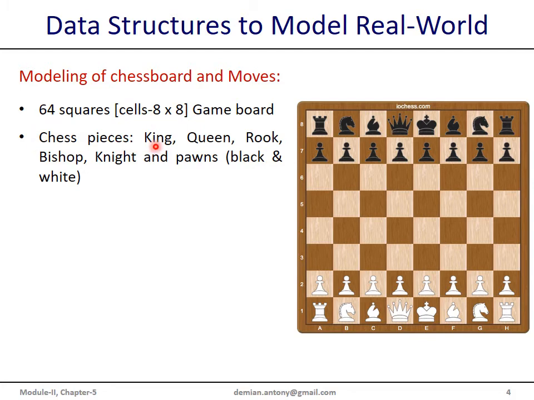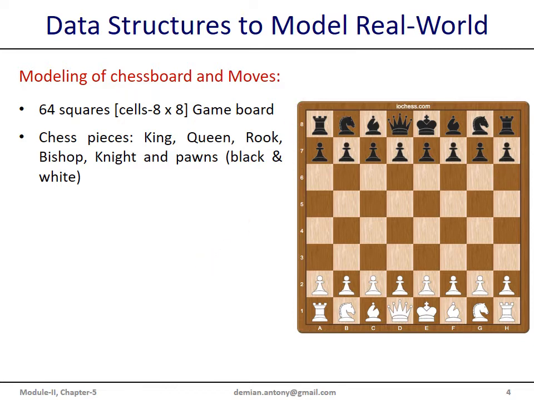We have black and white chess pieces, and each set contains one king, one queen, two rooks, two bishops, two knights, and 8 pawns. Similarly, the same set we can find for white color. We have white chess pieces as well as black chess pieces.